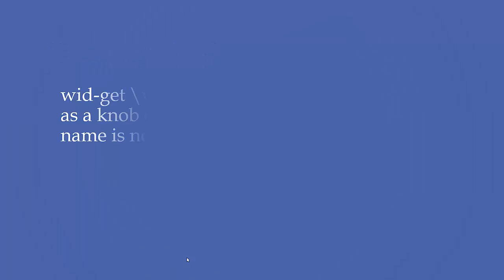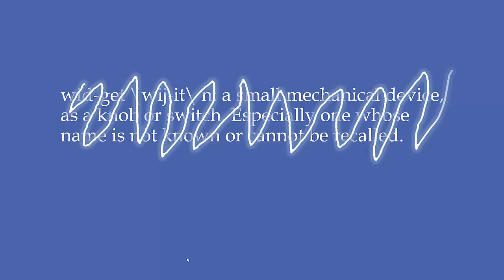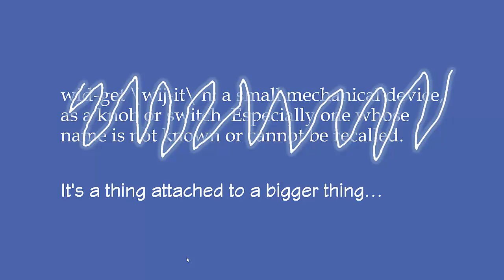Now, your first question might be, well, what's a widget? Well, that's easy. A widget is a small mechanical device as a knob or switch, especially one whose name is not known or cannot be recalled. Forget that. Okay. What it basically is, it's just a mechanical thingamajig that is part of a bigger machine thing.